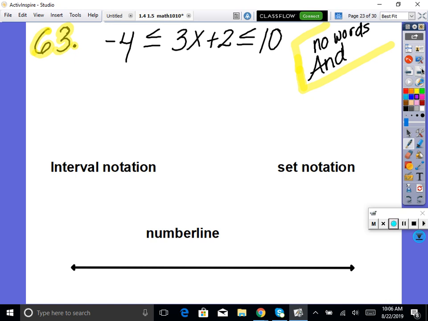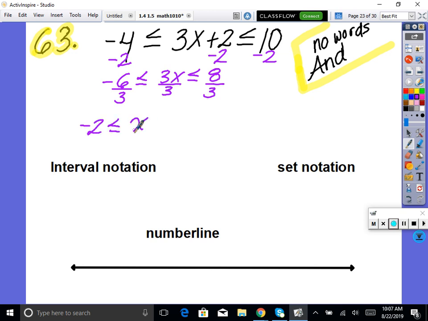You'll see why. So what we'll do is just solve for x. So we would need to subtract 2. Now you've got to do it to each piece. Do you see how I just did it to all of it? Make sure you do it to all of it. So then right now we have -6 is less than or equal to 3x is less than or equal to 8. Now get x alone, divide by 3, divide by 3, divide by 3. So we have -2 is less than or equal to x is less than or equal to 8/3.